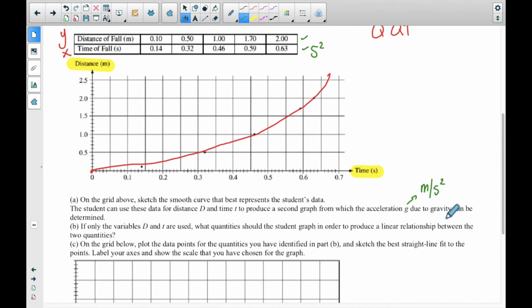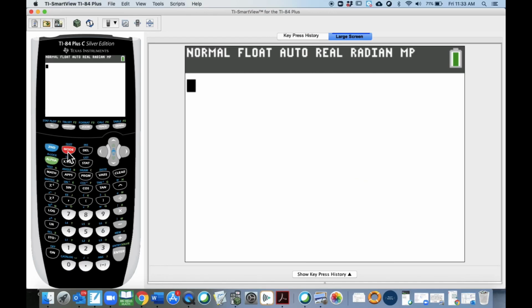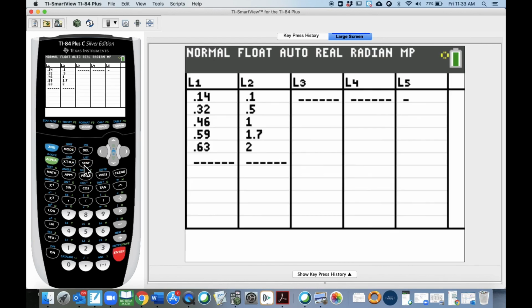Okay, I'm going to go to my calculator. Get out your graphing calculator and let's enter this data. I'm going to enter this into the x column, and this into the y column. If you don't remember how to do that real quick, we're going to go to Stat, Edit, and we will get our tables.